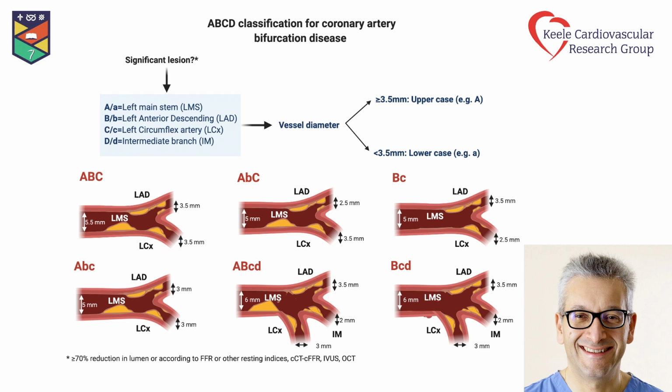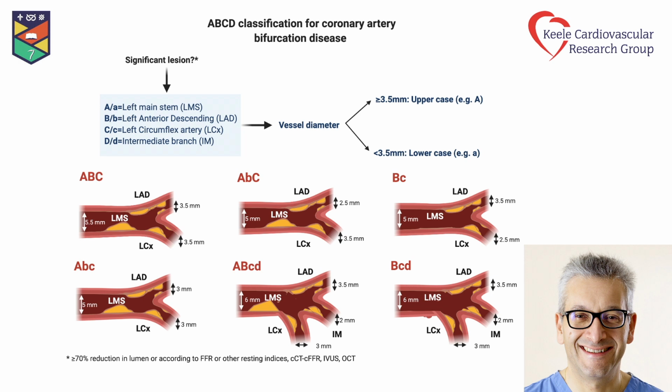or positive FFR or CT FFR, or based on anatomical considerations such as IVUS and OCT. So in the top left example, it's capital A, capital B, capital C, because each branch is greater than 3.5 millimeters and there is significant disease in the left main, LAD, and left circumflex. In the middle example, it's capital A, small b, capital C, because the left main is significant and it's greater than 3.5, therefore it is a capital A. The LAD is significant, but it's smaller than 3.5, therefore it's a small b, and the circumflex is significant, therefore it is a capital C.